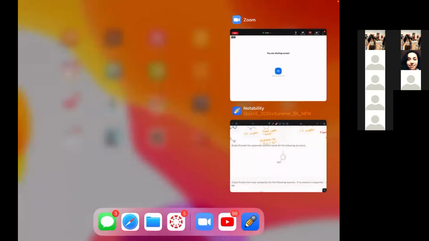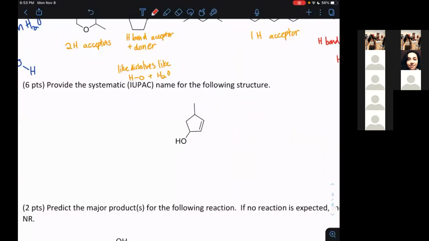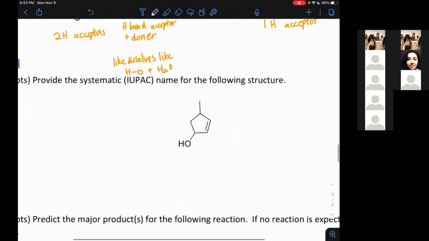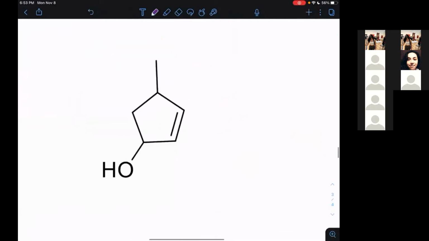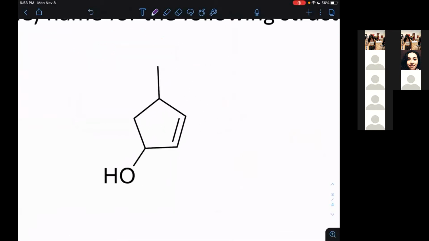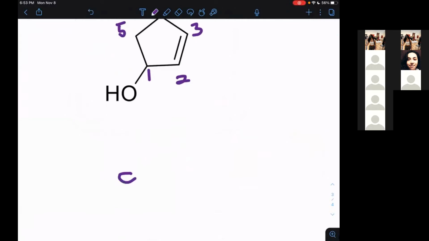Okay, so for this one, did anyone get the whole IUPAC name, or can anyone start it a little bit? Okay, so let's start with cyclohexene. Isn't it pent? Cyclopentene, yeah.